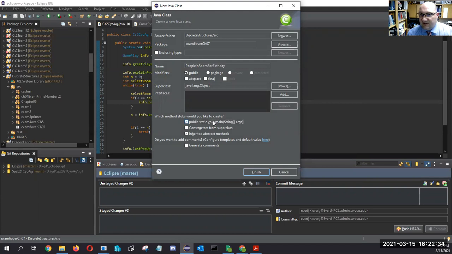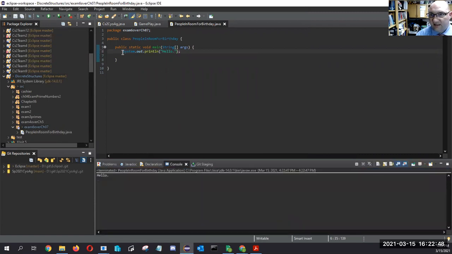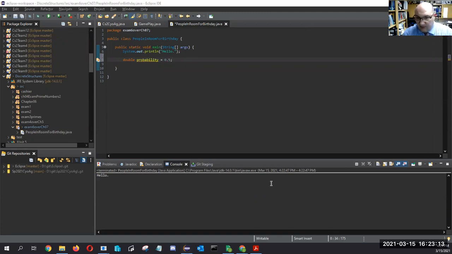People in a room for a birthday. So I'll go ahead with public static void main, and let's just get this started. Does it run? It does. Happy to see that. Okay, we'll just start out and try to work through the example.